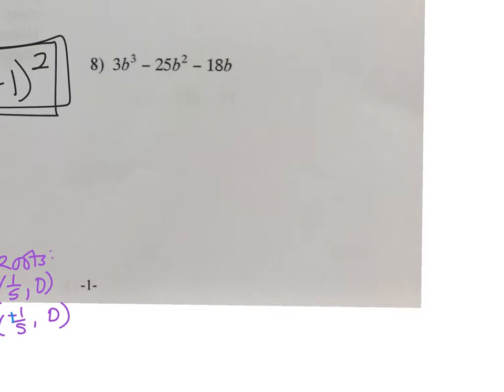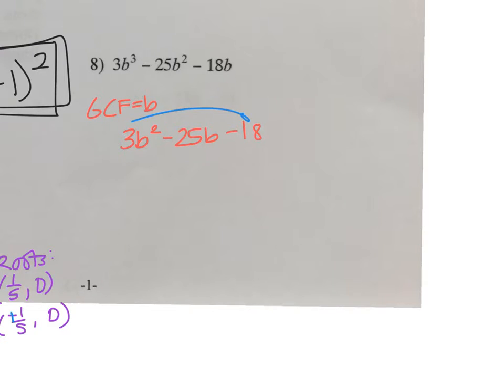Question 8. I did this for some of you in third period, but for everybody else, let's just make sure we're on the same page. I cannot divide 3 by all of those numbers, but I can take a b out. So my GCF is going to be b. That gives me 3b squared minus 25b minus 18.